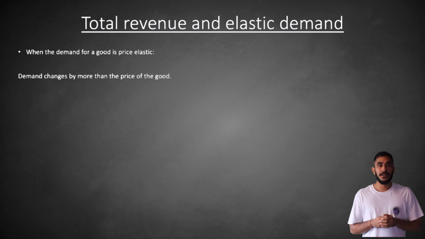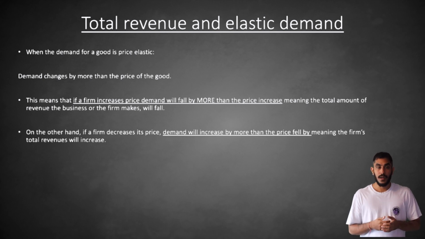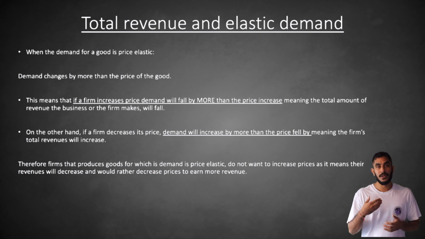When the demand for a good is price elastic, demand changes by more than the price of the good. This means that if a firm increases price, demand will fall by more than the price increased, meaning the total amount of revenue the business or the firm makes will fall. On the other hand, if a firm decreases its price, demand will increase by more than the price fell by, meaning the firm's total revenue will increase.